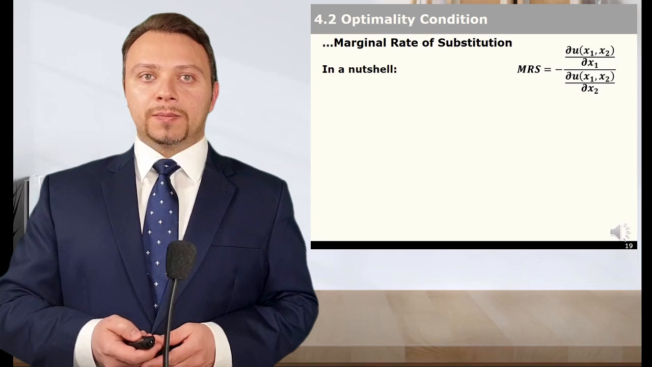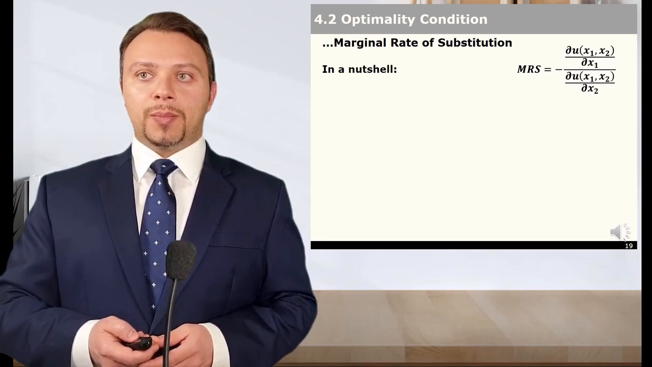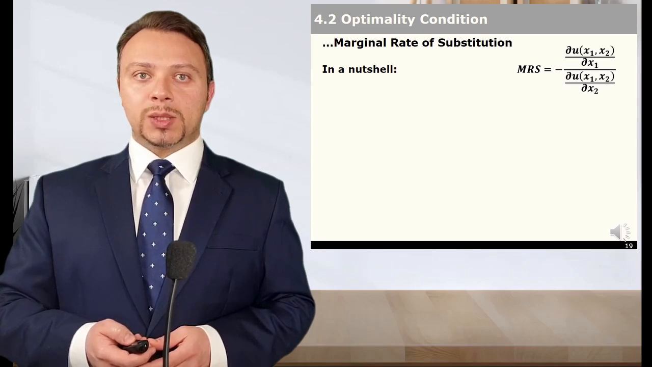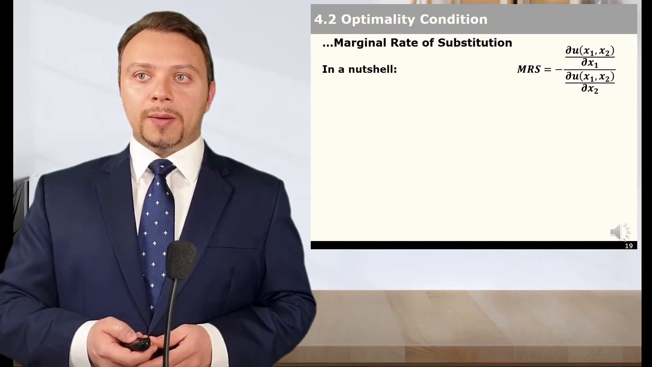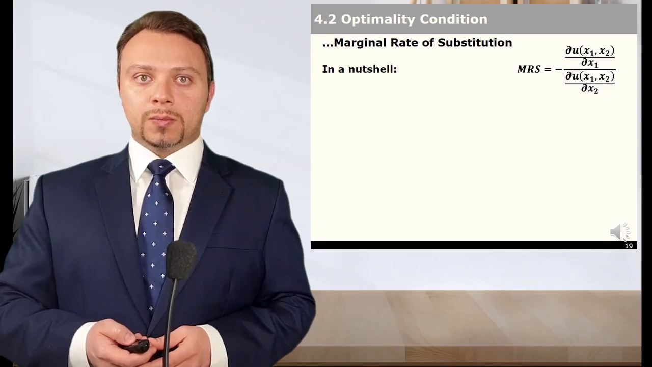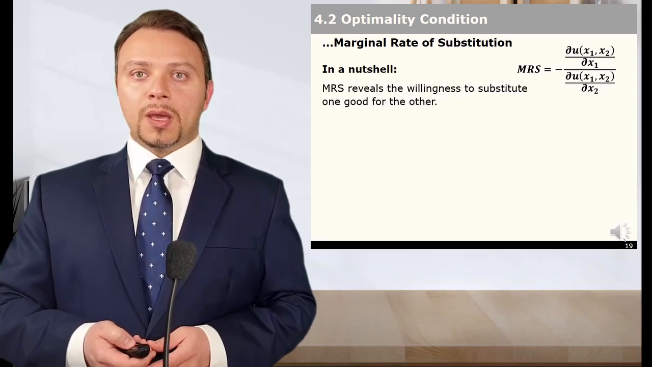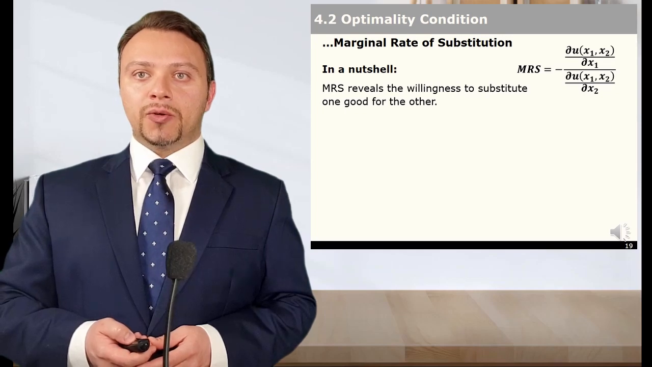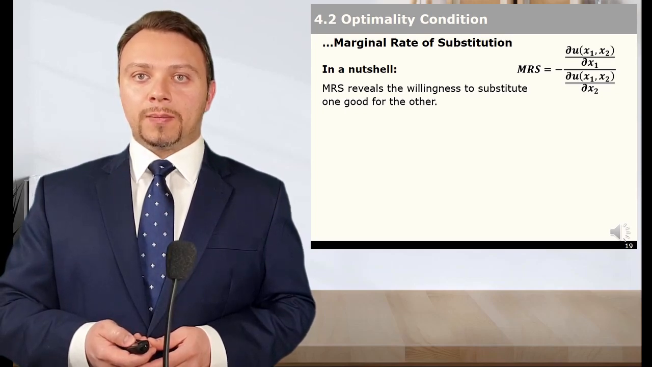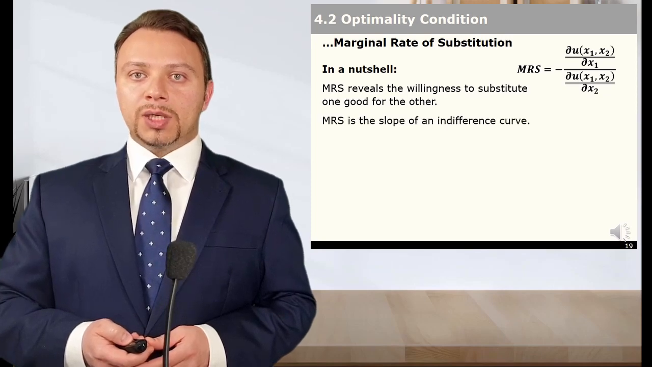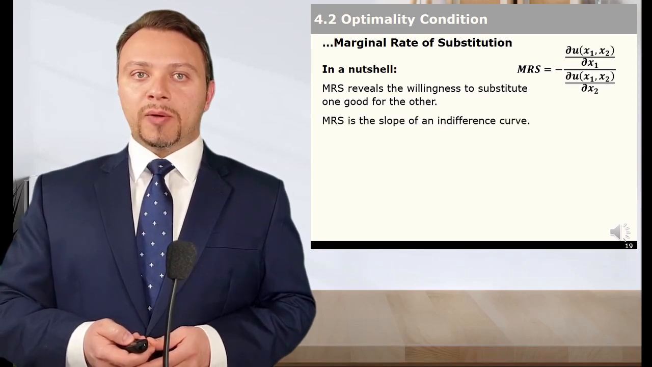The MRS is the negative ratio of the first order partial derivative with respect to x1 divided by the first order partial derivative with respect to x2. The marginal rate of substitution reveals the willingness to substitute one good for the other. The marginal rate of substitution is the slope of an indifference curve.